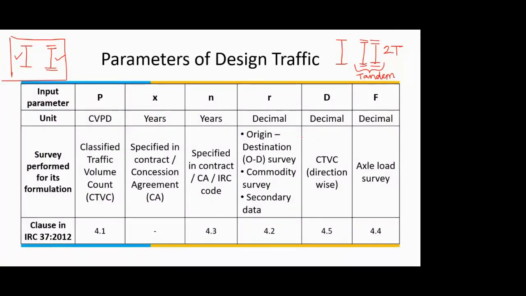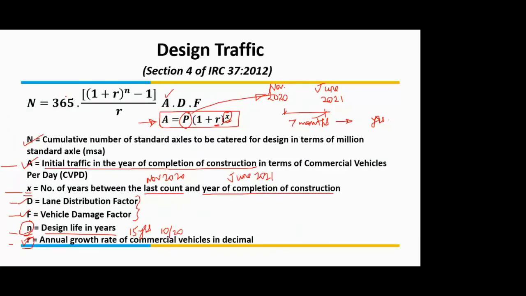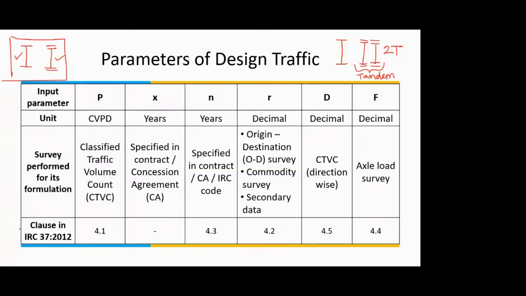So we have discussed all the parameters that go into the formula N = 365 × ((1 + r)^n − 1) / r × ADF. I leave it to you for today to go through this IRC code and see the clauses, and in the next lecture we will solve some numericals related to this design traffic. Okay, so we'll stop here for today.